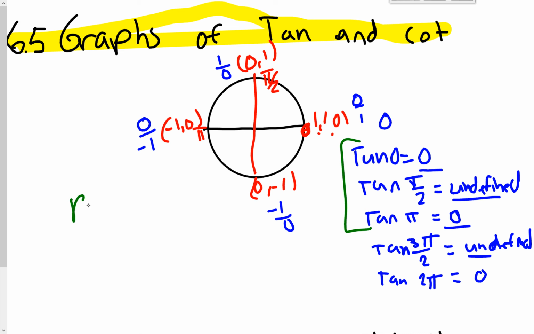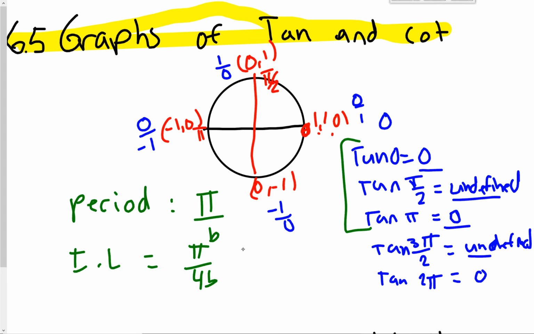So our period length for tangent and cotangent, because cotangent is just reciprocal, is pi. So if I want to find my period, I just take pi and divide it by b. Then my interval length is just that divided by 4, pi over 4b, or pi over b times 1/4. And so there's my interval length.